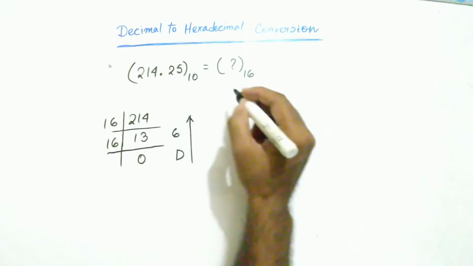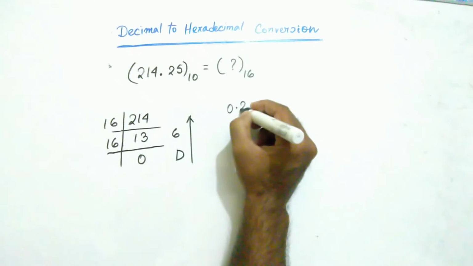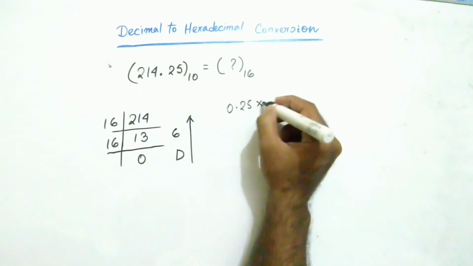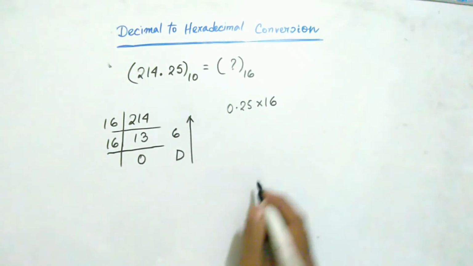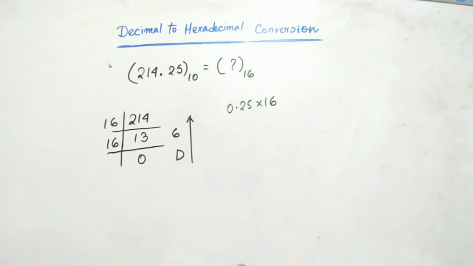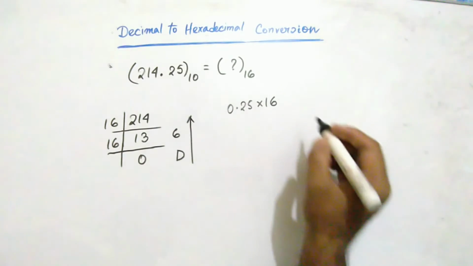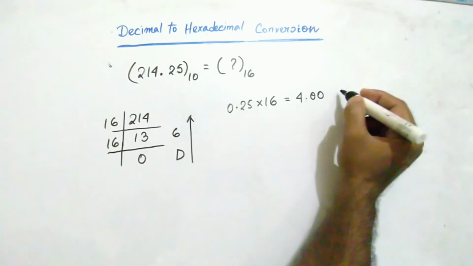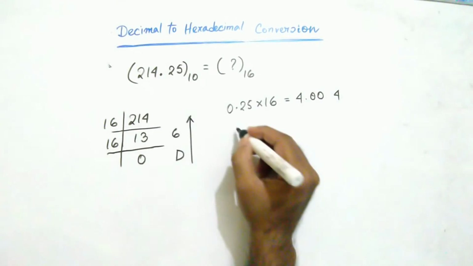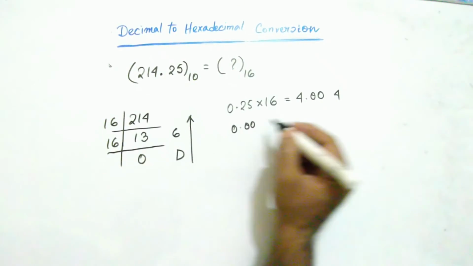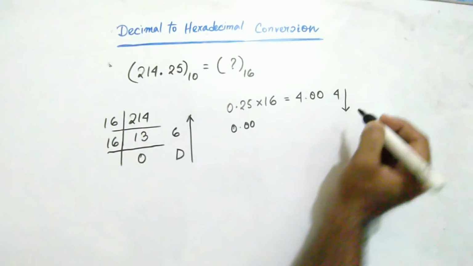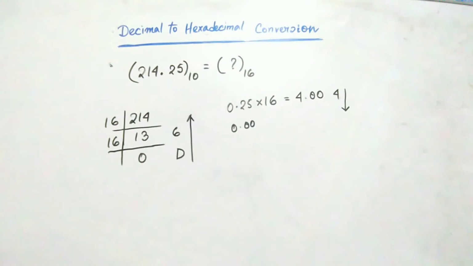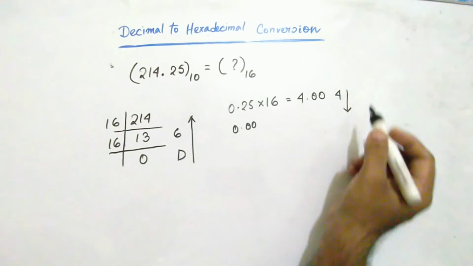For the right part of the decimal point, we have the number 0.25. This will be multiplied by the base of the hexadecimal number, which is 16, and if we multiply 0.25 with 16, we get the result 4. Now we take out this number 4 and we are left with 0.00. So here we stop the procedure, since we have reached 0.00, and we collect the integer parts from top to bottom order.